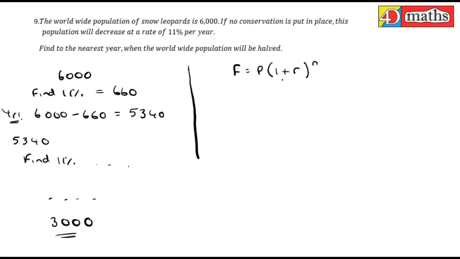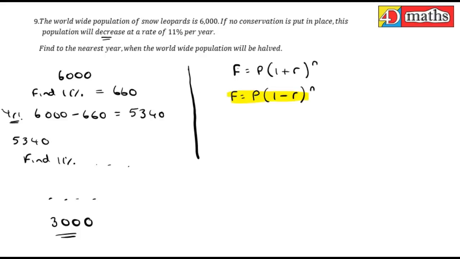Now, compound interest, you're growing money or you're growing something. Unfortunately, this isn't the case. We're decreasing, so it's called depreciation. So it's F = P(1 - r)^n. Okay, so this is the actual equation you're going to use.